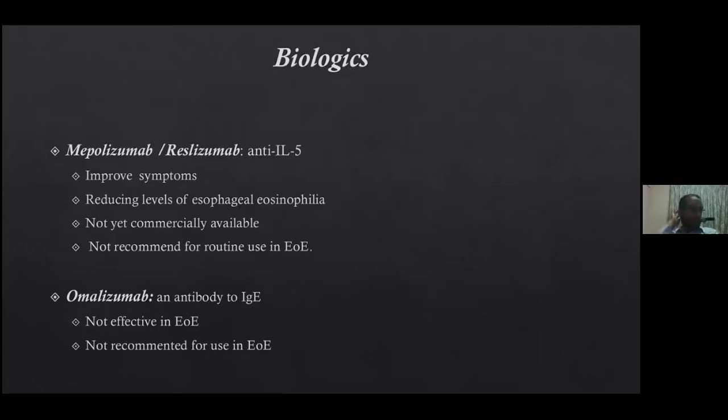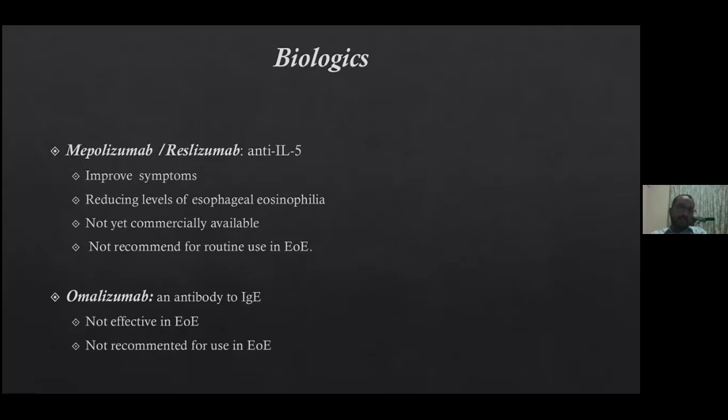Biologics. The biologic treatment came out from the pathogenesis. If you remember, when we talked about interleukin 5, interleukin 13, interleukin 4, and eotaxin, all of those are targets. So anti-interleukin 5, mepolizumab and reslizumab, improve symptoms and reduce the level of esophageal eosinophilia, but are not yet commercially available and not recommended for routine use in esophageal eosinophilia.